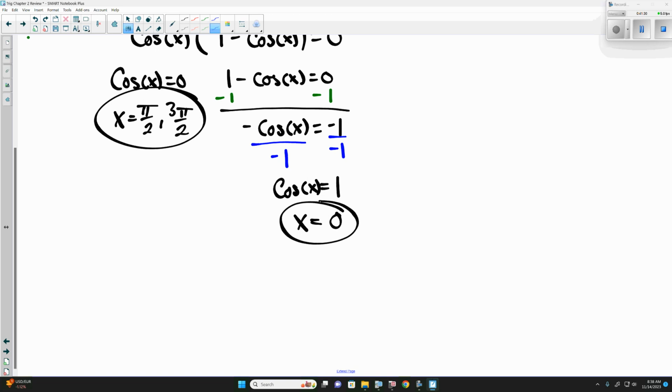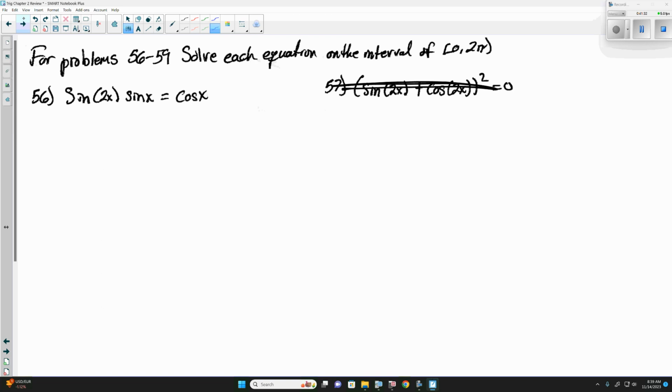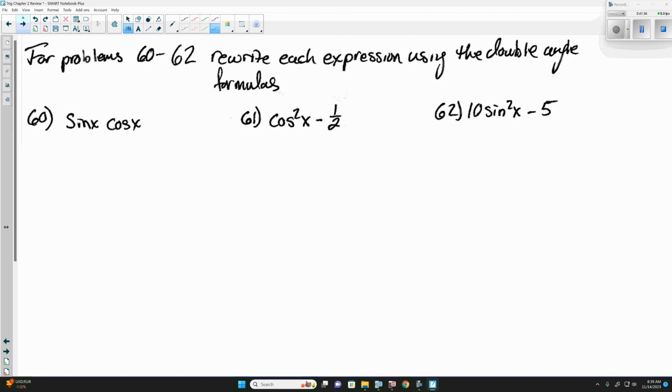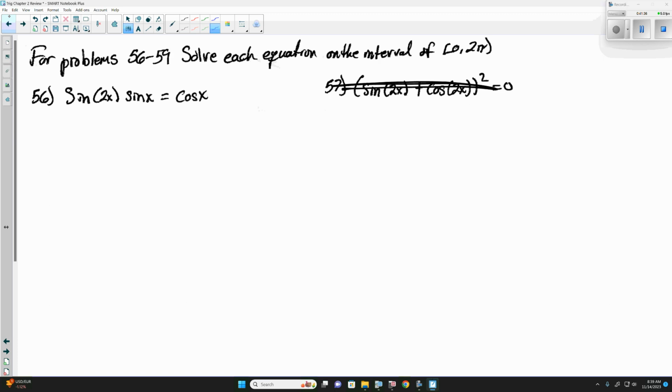Questions on this here? No, I took that out mainly because of the square, sine of 2x plus cosine of 2x squared. It's not on the test. We don't have anything of that complexity, so I'm not going to worry about it for this here.